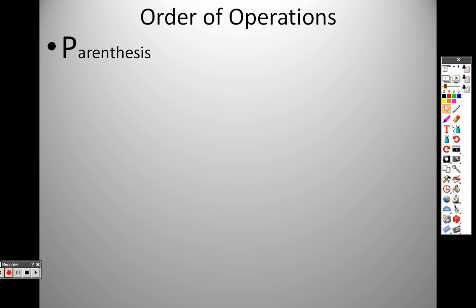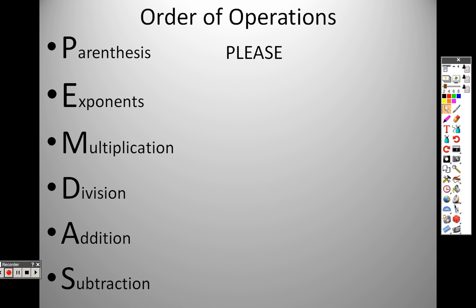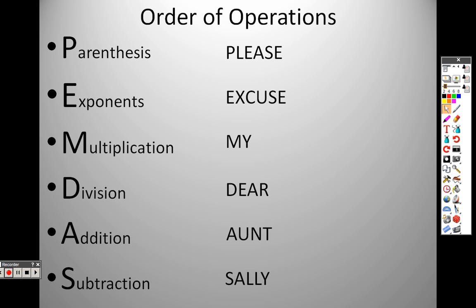Order of operations: P as in parentheses, E as in exponents, M as in multiplication, D as in division, A as in addition, and S as in subtraction. Please excuse my dear Aunt Sally. Some math teacher created that probably back in the year 1902, for all I know. I have no idea, but either way, everybody and their brother knows this.